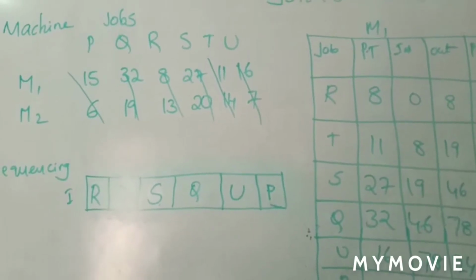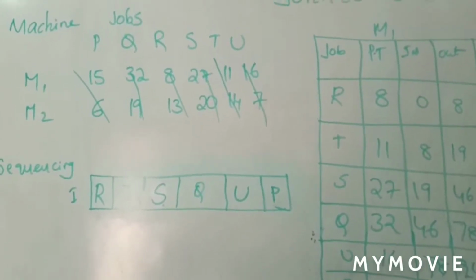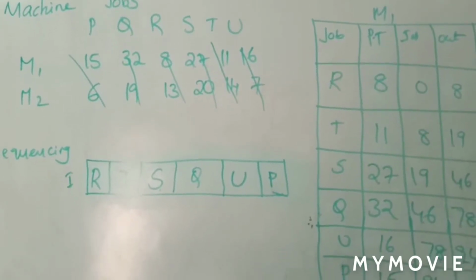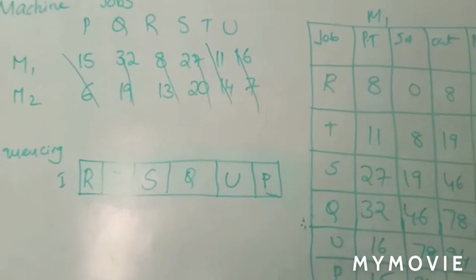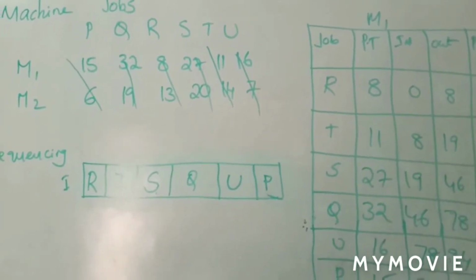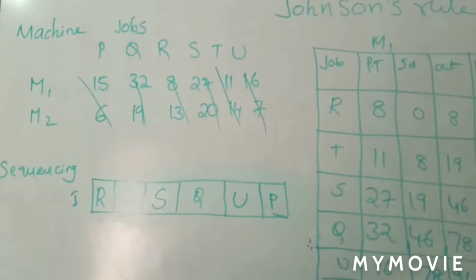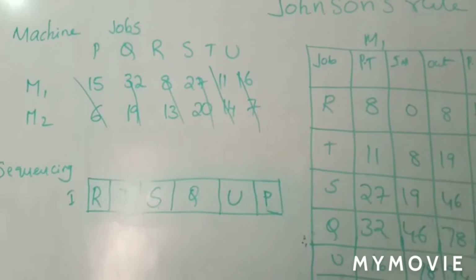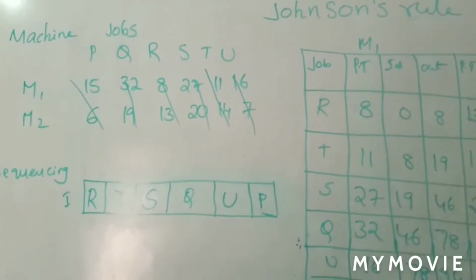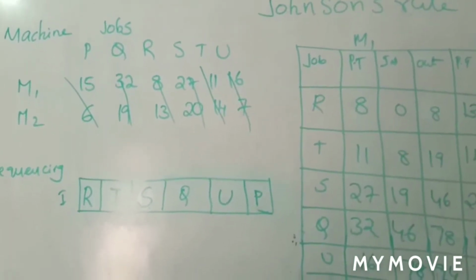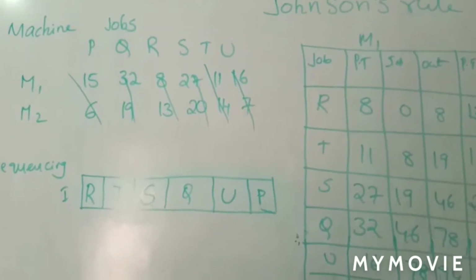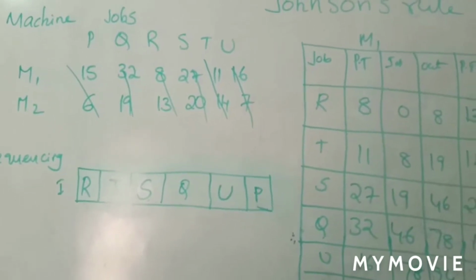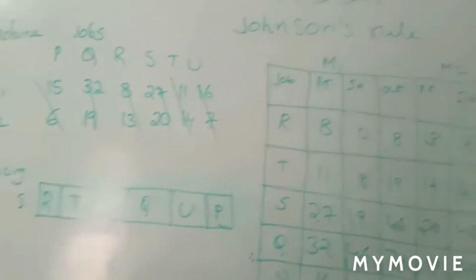Similarly, what is the least time? Already P and R are over. Next, the least time is 11, for machine 1, that is T. Beside R you have T. Likewise R, T, S, Q, U, P, you write down in the sequencing order. Left-hand side is machine 1 and right-hand side is machine 2. Identify in machine 1 and machine 2 which one is the least, and strike out those so that it is easy for you to write down in order. So R, T, S, Q, U, P is the sequencing order for your jobs, right?